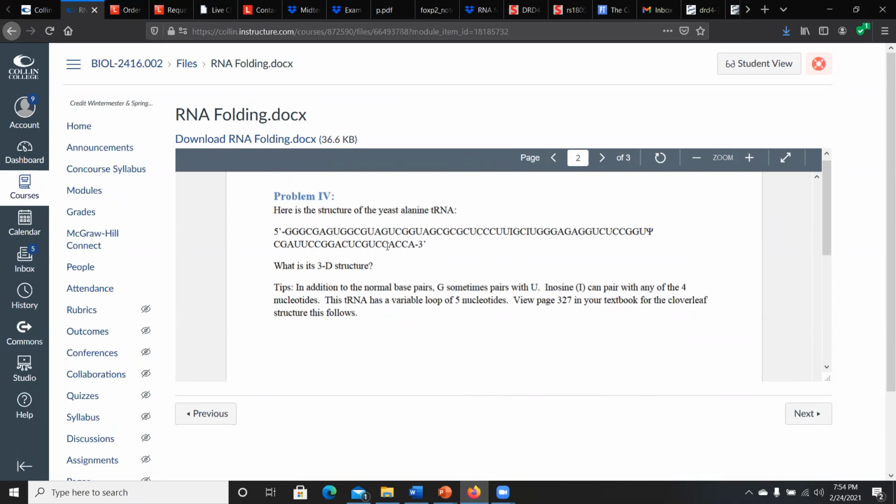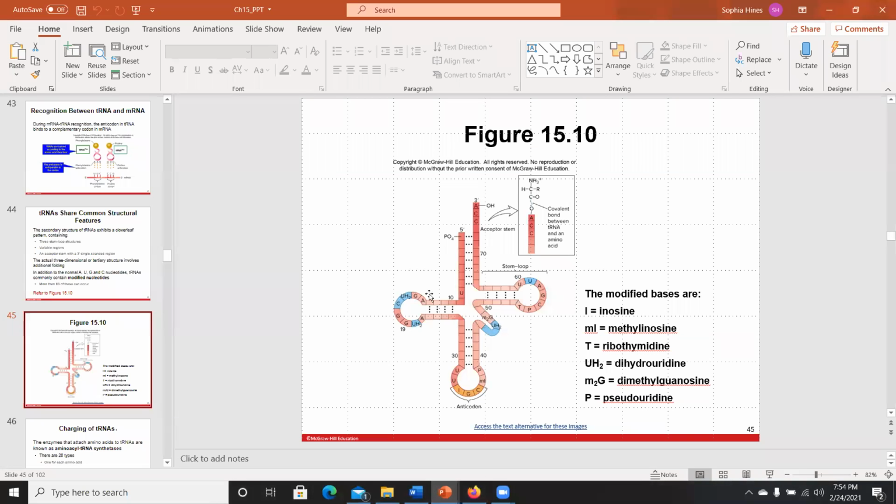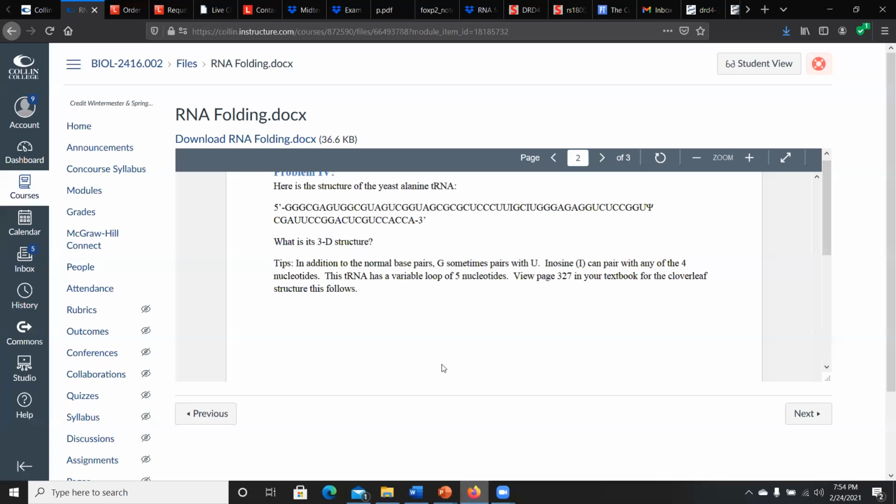One of them tells you exactly which ones, the other you have to match them up based on what is shown. There is the tip on here that in addition to the normal base pairing, G sometimes pairs with U. Inosine can pair with any of the 4 nucleotides. This tRNA has a variable loop of 5 nucleotides. Look on page 327 of the textbook for the clover leaf structure. That's this picture. So this variable loop here will have 5 nucleotides on it. That'll help you out as you're working on this.